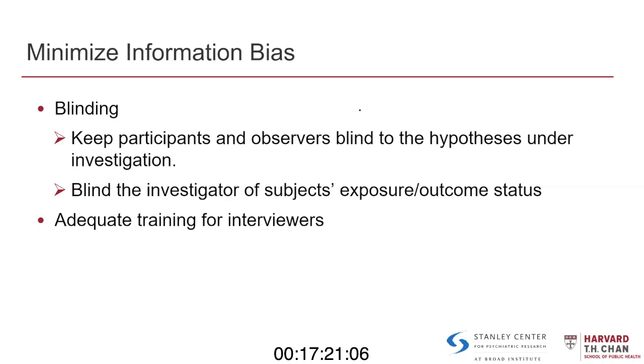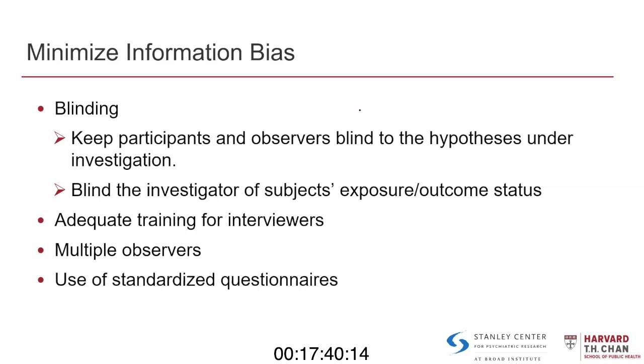This is something that we emphasize, which is adequate training for interviewers, and retraining, making sure that there is a standard assessment. Having multiple observers as much as possible, and trying to even randomize them, could help in minimizing information bias. Using standard questionnaires is also something that we try to do. This way, the study data collectors are not introducing bias. And we also try to do validation of instruments.